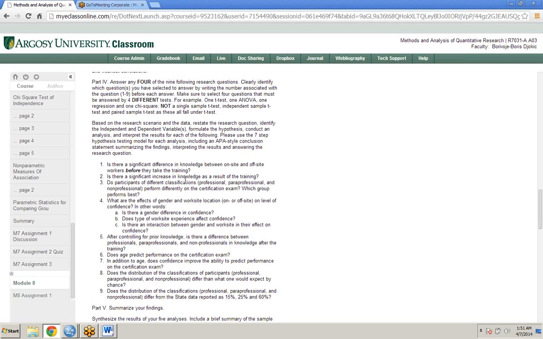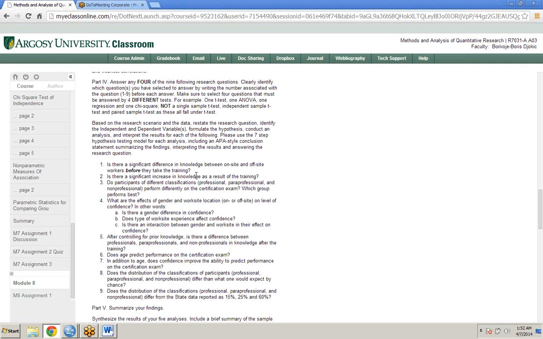interpreting results, and answering the research question. Is there a significant difference in knowledge between on-site and off-site workers before they take the training? So you're going to say that before taking training, there will be the variable that measures their knowledge before the training. They're going to compare two groups. Is there a significant increase in knowledge as a result of the training? That's somewhat similar. You have to have the pre and post test. We have done this in module 4. We had a similar analysis.